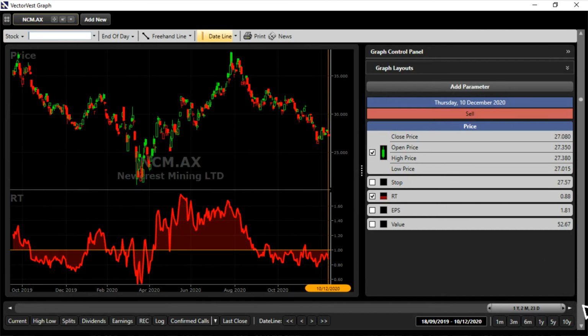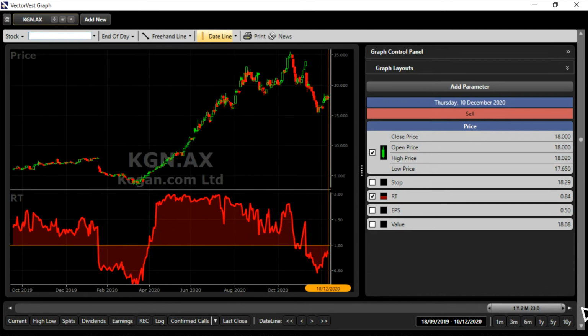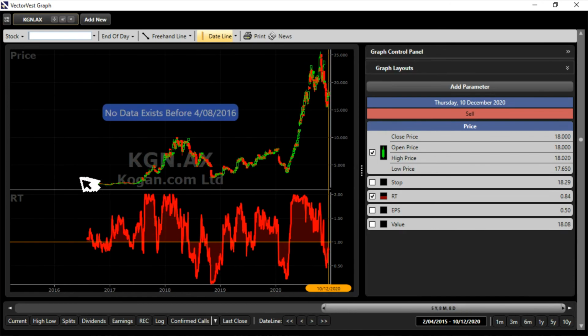Okay, so you'll see this one here, this one here. Ansell's having quite a big breather at the moment from the looks of it. Kogan, this one's been a fairly volatile stock. When it booms, and when it busts, it falls quite hard. You'll see this in recent times here. So it rocketed off and came off, and then rocketed off, came off, rocketed off. It's having quite a big pullback again.